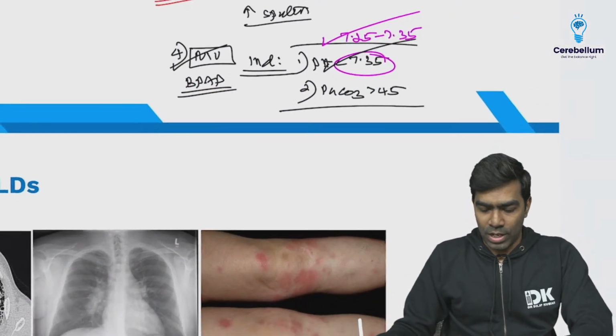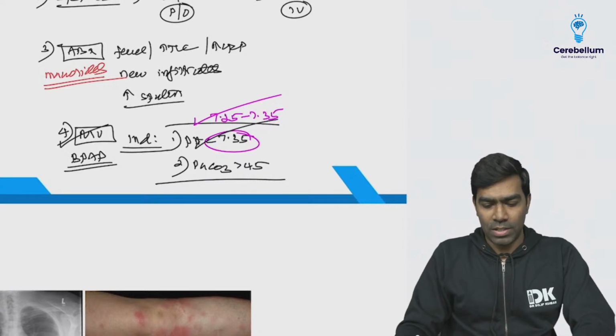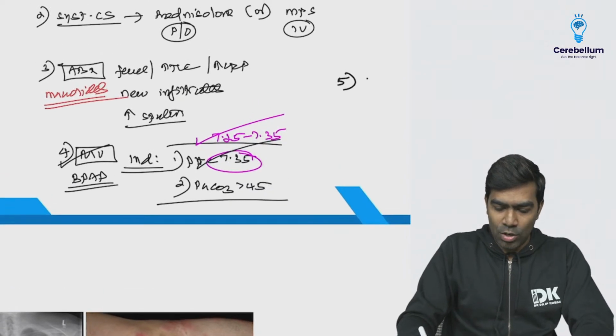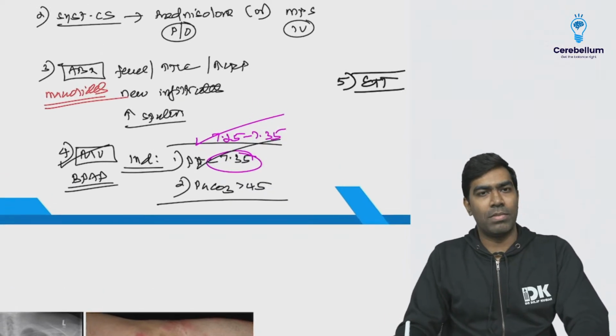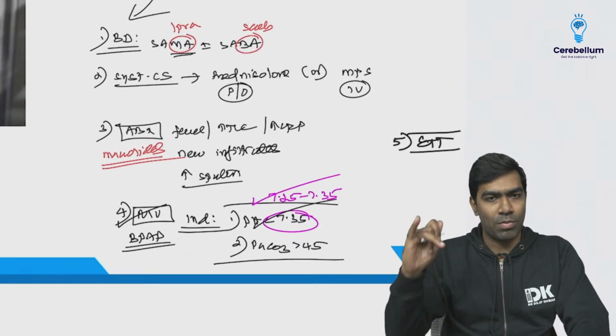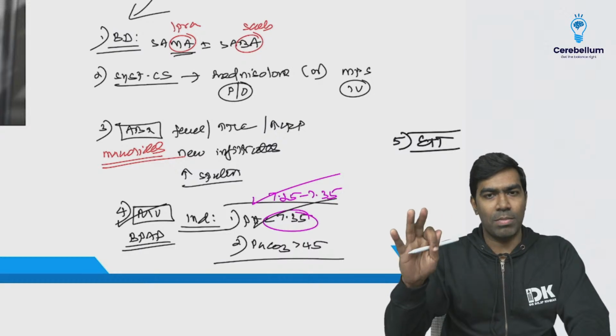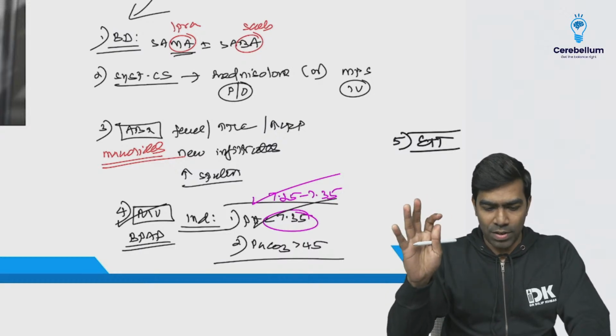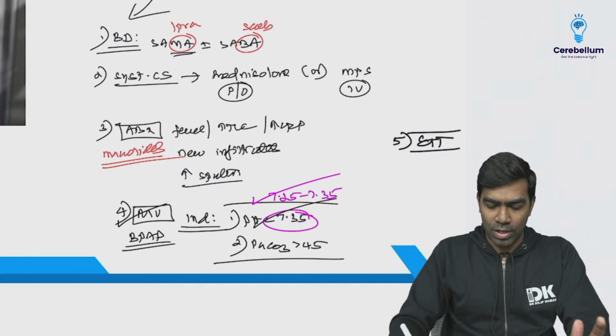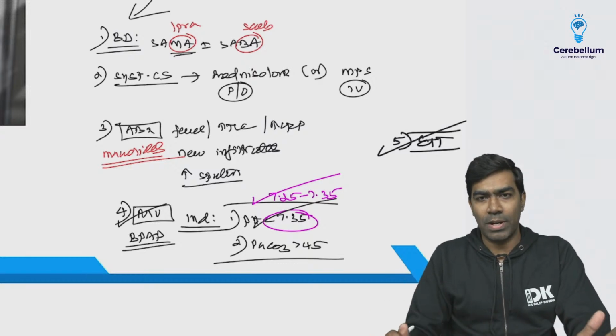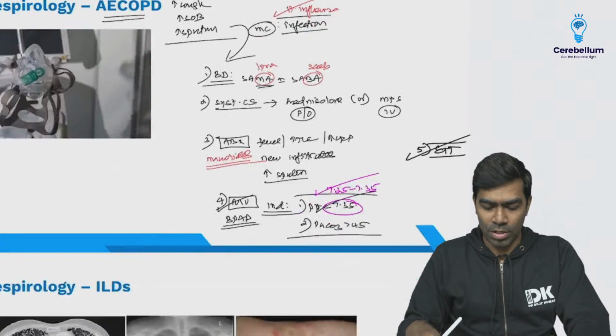So NIV is very, very important in patients with COPD. And finally, endotracheal intubation. These are the 5-step treatment in patients with acute exacerbation of COPD. Number 1, bronchodilation. Second, systemic corticosteroids. Number 3, antibiotics. Number 4, NIV. And number 5, endotracheal intubation. Finally, in case of severe respiratory failure, we have to go for endotracheal intubation only.